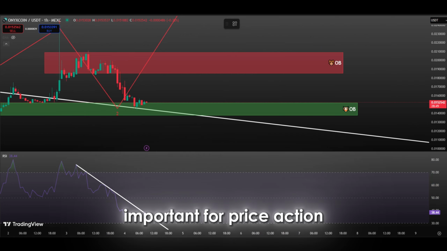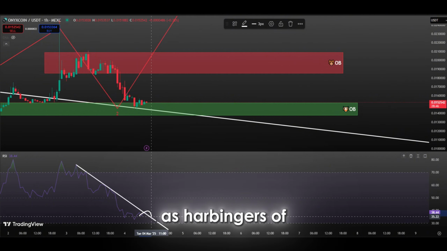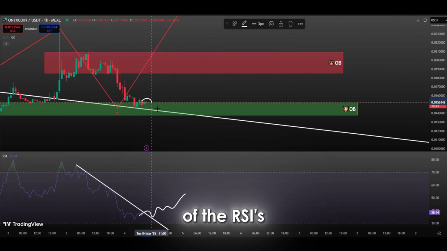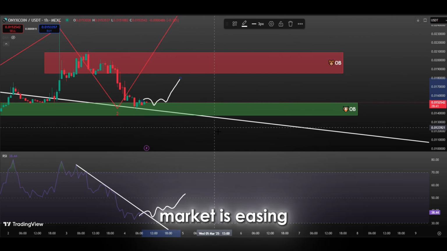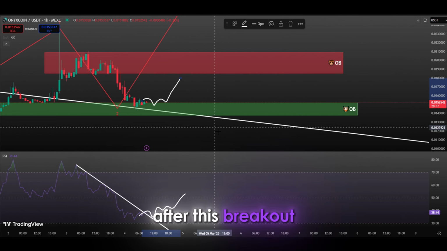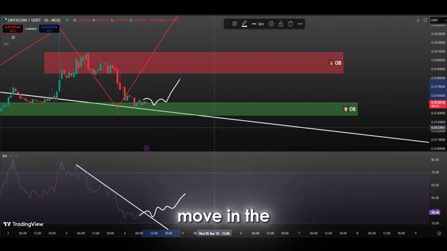This could be important for price action, because such trend breaks in the RSI are often considered harbingers of momentum shifts. In particular, an upward breakout of the RSI's falling trend line could indicate that the selling pressure in the market is easing and buyers are starting to gain more strength. If the RSI continues its upward movement after this breakout, the price should follow. Price and RSI move in the same mirror.